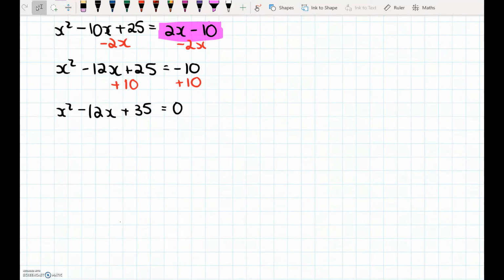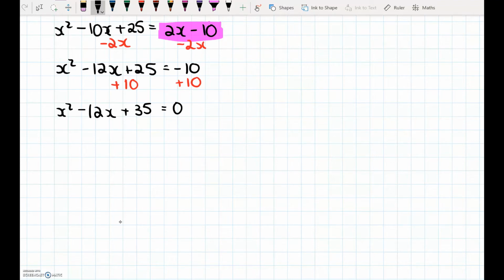Alright, so if we factorize this, I'm not going to use the table anymore. We're looking for two numbers that multiply to give 35, because our a is 1, so we don't have to worry about a times c. So two numbers that multiply to give 35 and add to give negative 12. Now if they multiply to give a positive, but they add to give a negative, we know to multiply to give a positive, they both have to be the same sign. They both have to be positive, or they both have to be negative. Now to get minus 12 though, that means they must both be negative.